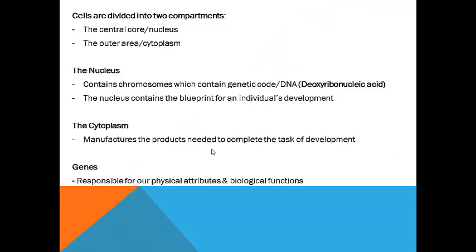So cells are divided into two compartments, the central core and the outer area, or the nucleus and the cytoplasm. The nucleus contains chromosomes, which contain genetic code, or DNA. The nucleus contains the blueprint for an individual's development. The cytoplasm manufactures the products needed to complete the task of development. Genes are responsible for our physical attributes and biological functions.